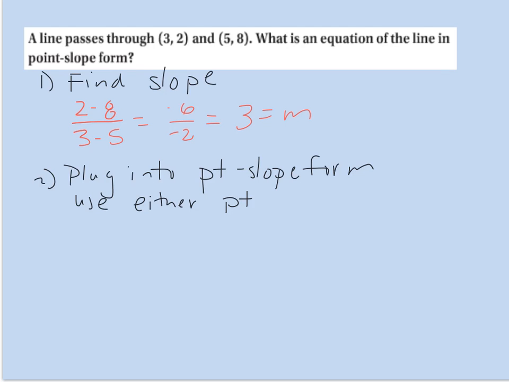And then you just plug it into your point-slope form. It does not matter which one you use. Either of these two would be acceptable answers because it's telling you to leave it in point-slope form. So again, as long as you have the correct slope, it doesn't matter which point you use.